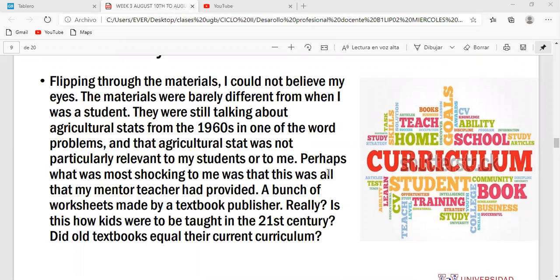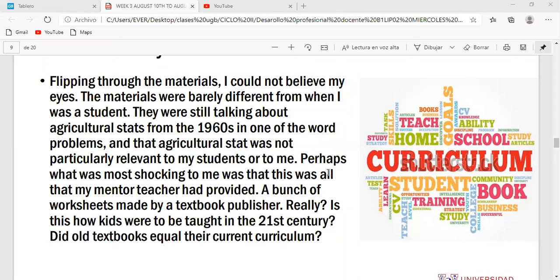I could not believe my eyes. The materials were barely different from when I was a student. They were still talking about agricultural stats from the 1960s in one of the word problems, and the agricultural stat was not particularly relevant to my students or to me. Perhaps what was most shocking to me was that this was all that my mentor teacher had provided.